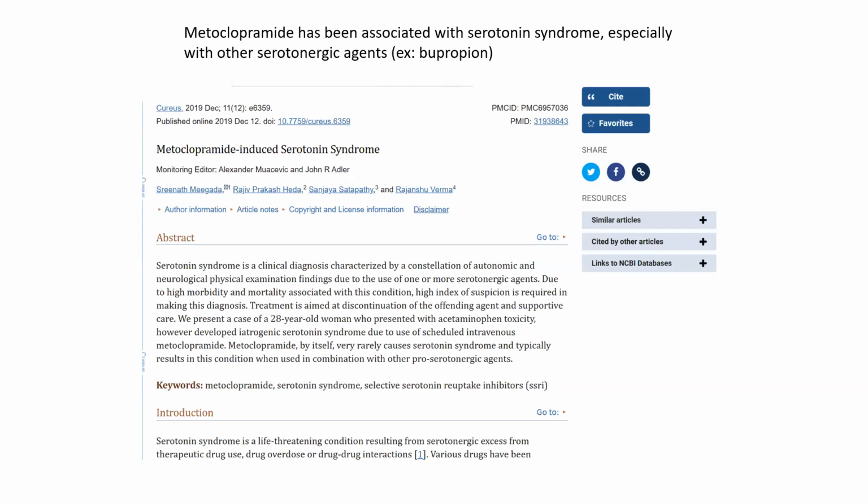And so some of the serious side effects of metoclopramide, we have serotonin syndrome, especially if combined with other serotonergic agents. This woman actually was on bupropion as well. It was listed below in the article, but I wasn't going to show that.